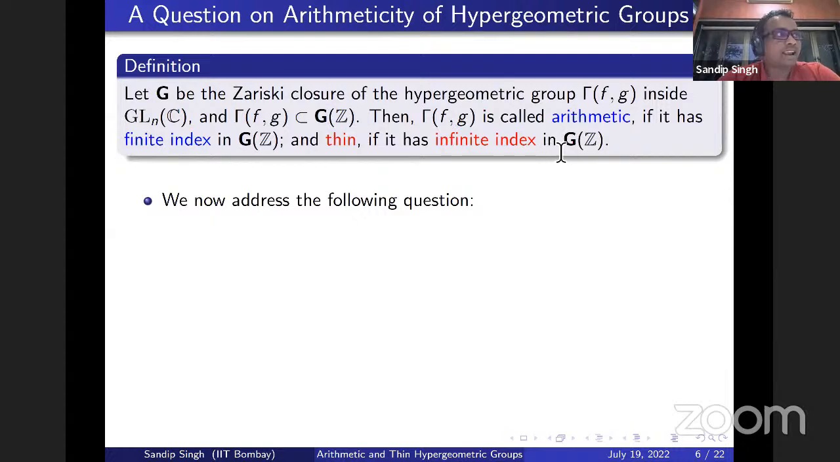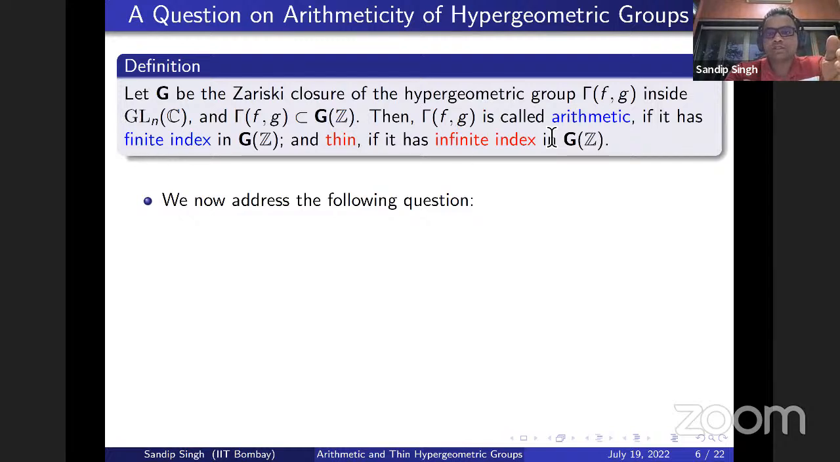we say is a lattice if G(R) mod gamma has finite measure, right? And then by the Borel density theorem, we know that if gamma is a lattice inside G, we can assume that G is a simple group, right? We know that if gamma is a lattice, then gamma is Zariski dense inside G. Right. So, in some sense, we are saying that lattices are discrete and Zariski dense.